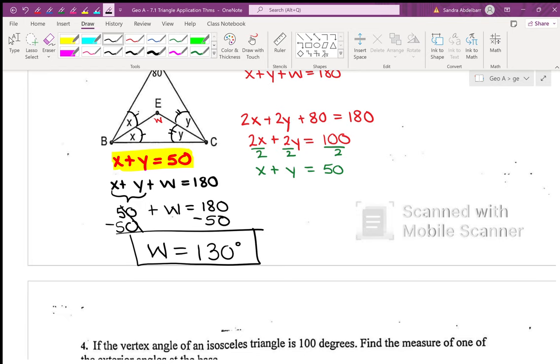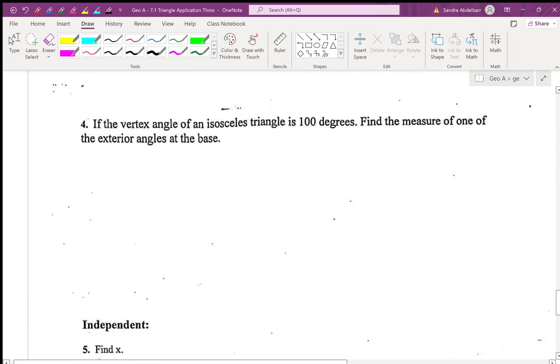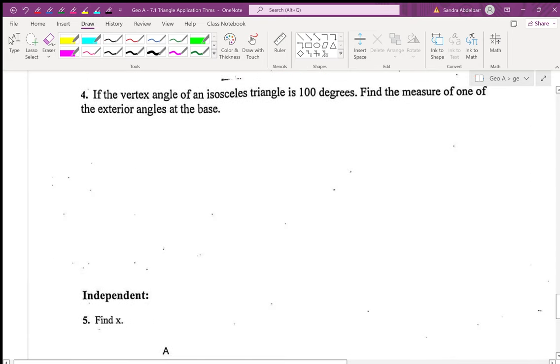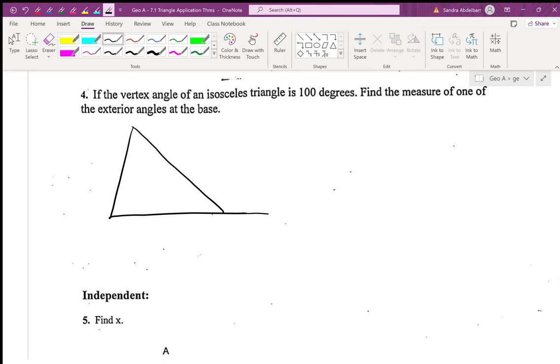All right, let's do another problem. If the vertex angle of an isosceles triangle is 100 degrees, find the measure of one of the exterior angles at the base. All right, I'm going to come up with a diagram. So that means I have to make a triangle and create an exterior angle at the base. So I'm going to extend the base to create an exterior angle. I will call that angle 1.